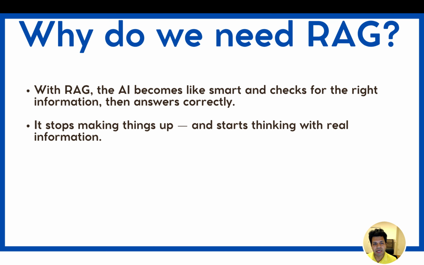Now the question arises, why do we need RAG? Well, most AIs like ChatGPT or Google Gemini are super smart, but they only know what they learned during training. They don't automatically know what happened yesterday or what's inside your company documents. So when you ask something specific like when does my class picnic start or what's our refund policy, the AI might guess instead of checking the facts. But with RAG, the AI becomes a smart student who first checks the right book, then answers correctly. It stops making things up and starts thinking with real information.